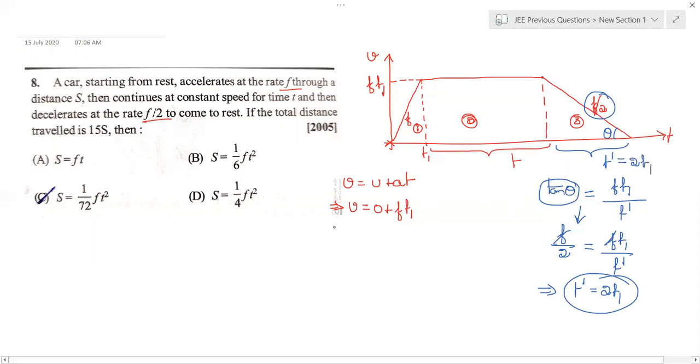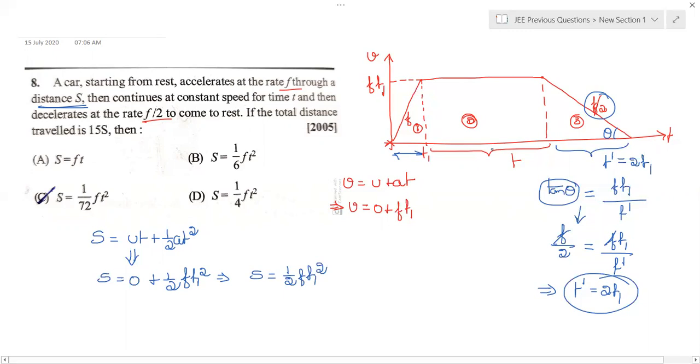Now he has given the distance traveled in the first case is s. So I'll use s equal to ut plus half at square formula. So distance traveled in the first case is s is equal to initial velocity 0 plus half into acceleration f, time duration t1, so t1 square. So that implies s is equal to half into f into t1 square.